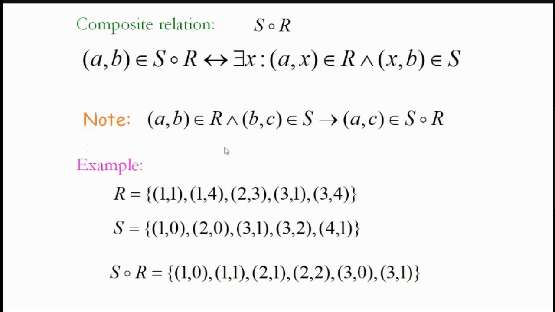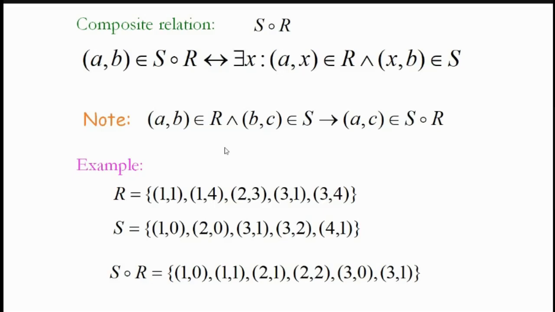So this is another example in a mathematical representation. a comma b belongs to S circle R, that is S composition R, that is the composition relation between R and S, if a comma x belongs to R and x comma b belongs to S. Just now as I gave you an example, a comma x and x comma b. So what could be the composition relation here? What will be the ordered pair you will get? a comma b.